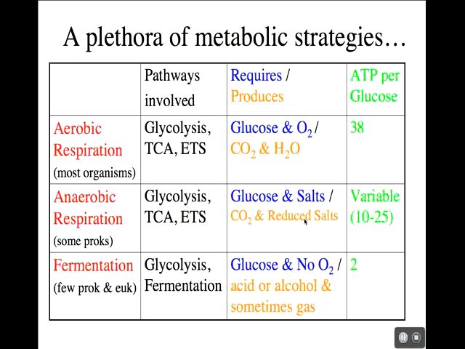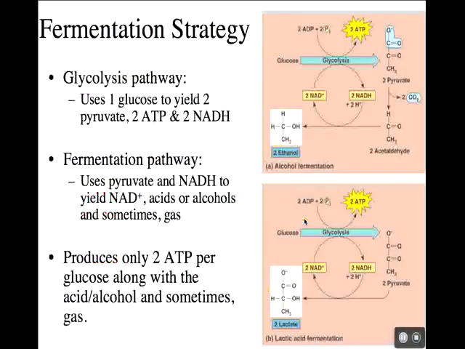The last of the possible catabolic strategies that I want to talk about here is fermentation. Fermentation is done by some prokaryotes as well as some eukaryotes. In fact, this is what your muscle cells do. Your muscle cells can do a form of fermentation as well as other organisms. Fermentation is going to use glycolysis exactly the same way that we've seen glycolysis before. But after that, it's not going to do TCA and ETS. Instead, it's going to go through a different pathway called fermentation. So let's look at how this works.